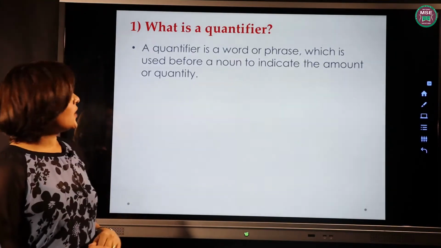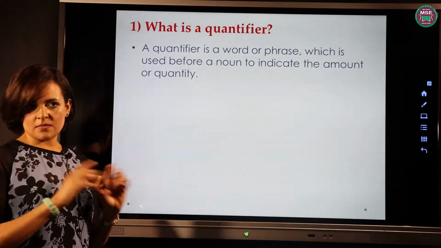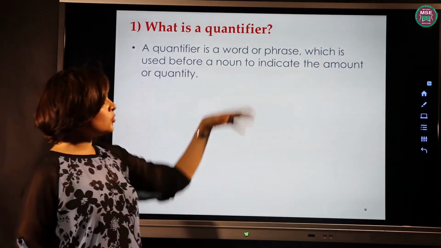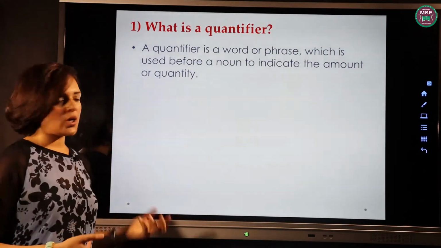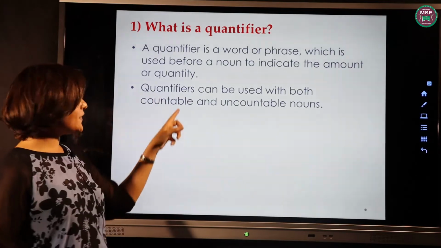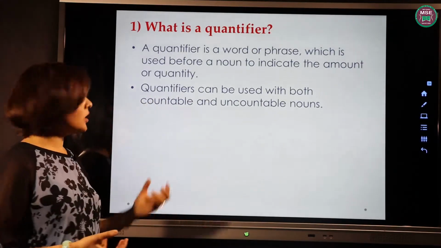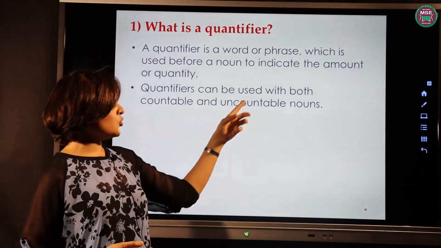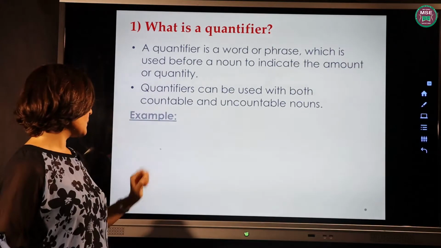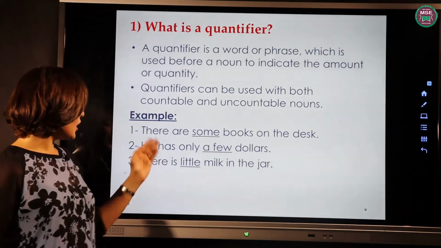A quantifier is a word or a phrase which is used before a noun to indicate the amount or quantity. Because there are many such words, we make it plural: quantifiers can be used with both countable and uncountable nouns. For example, here we can see these three examples.